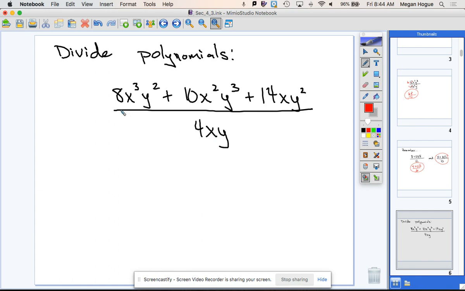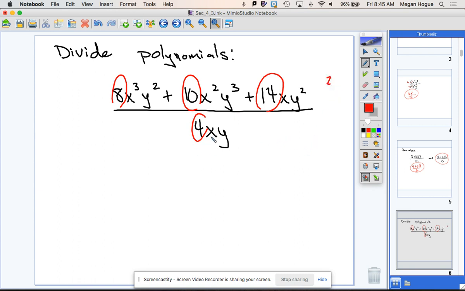So one way to do it is to look at each number and see what goes into each of these. So I've got 8, 10, 14, and 4. Well, what goes into 8 and 4? 4, right? But then I go to 10 and 4. What goes into those? 2. So I have to drop it down to 2. Does 2 go into 4 and 14? So I know 2 goes into all of them. I'm just going to jot that off to the side.